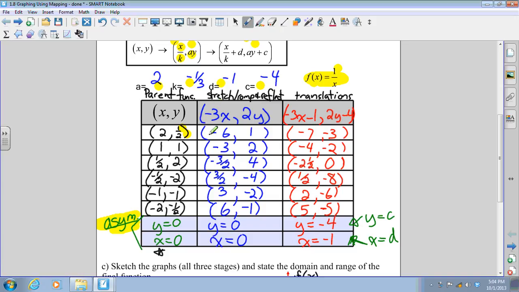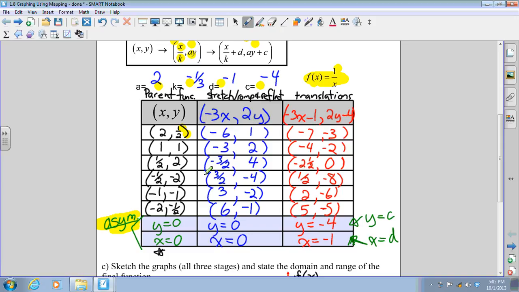All we're doing is taking the x-coordinate from our first column and timesing it by -3 to get our second column here. To complete the second part of the ordered pair, you take a look at what you had in the y column here, and then you're going to times everything by 2. So 1/2 times 2 is 1. 1 times 2 is 2. 2 times 2 is 4.